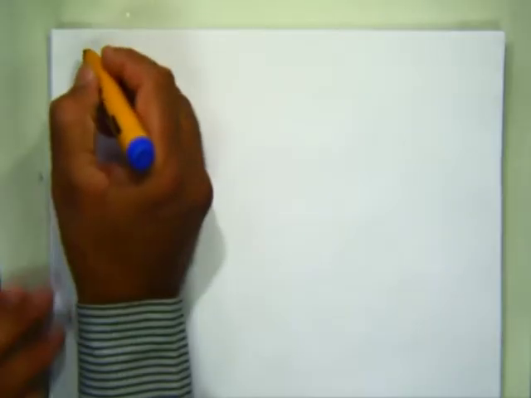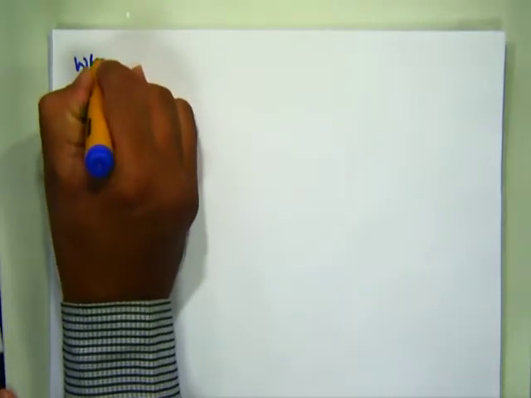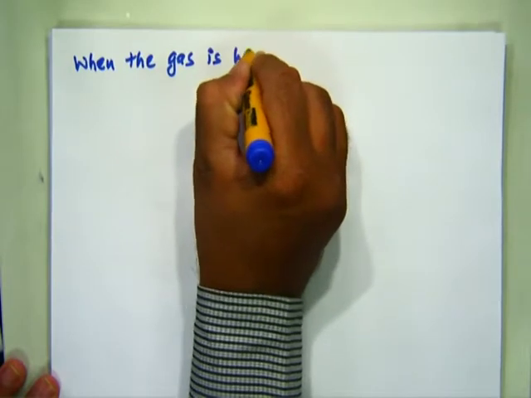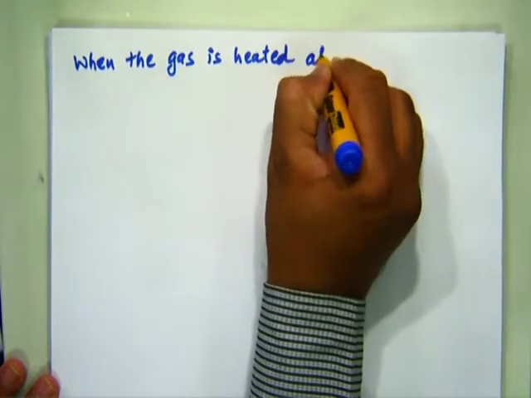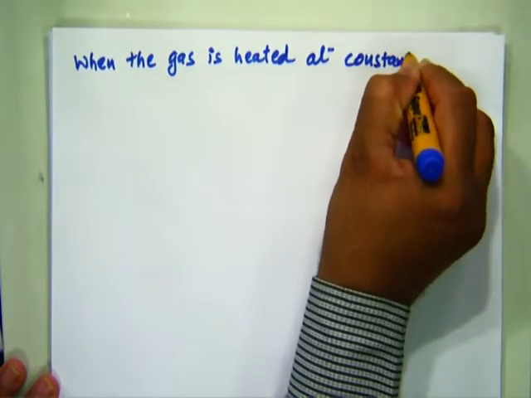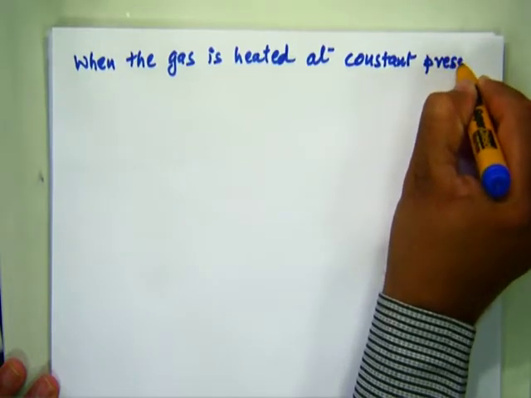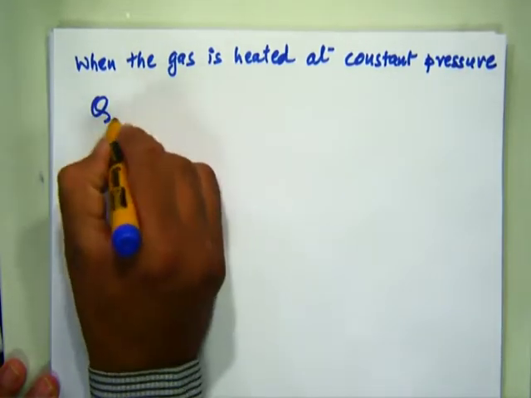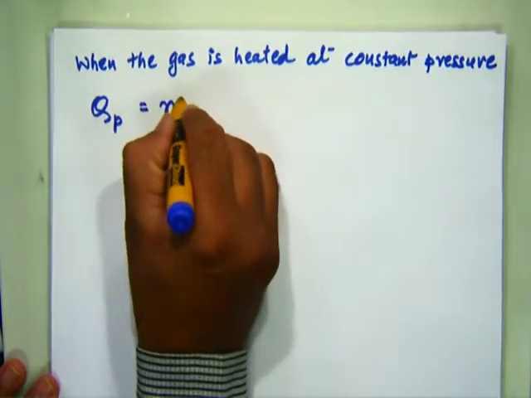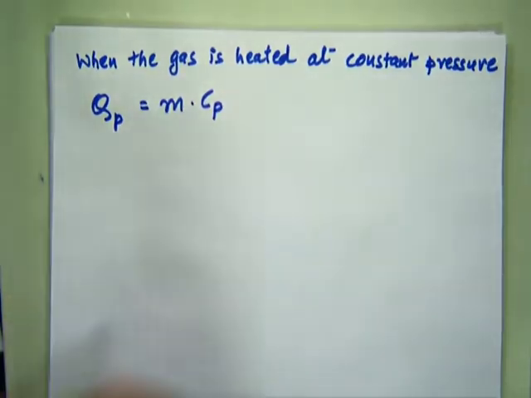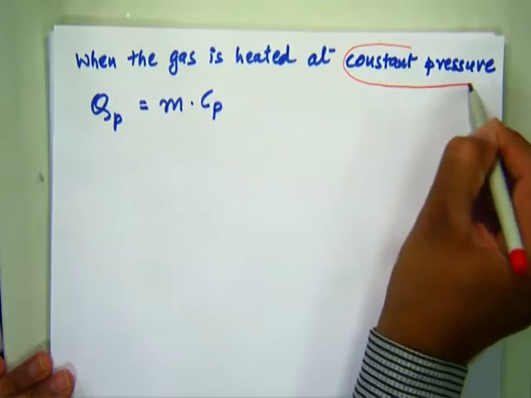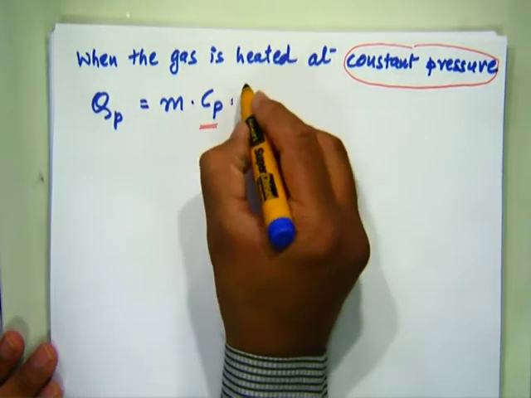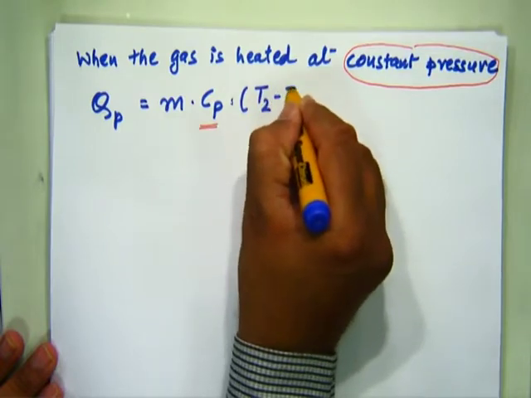When the gas is heated at constant pressure, the amount of heat supplied Q at constant pressure is equal to mass into, now, since it is at constant pressure, we are using Cp, into change in temperature T2 minus T1.